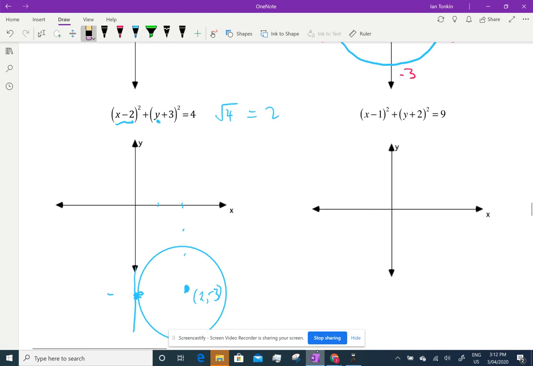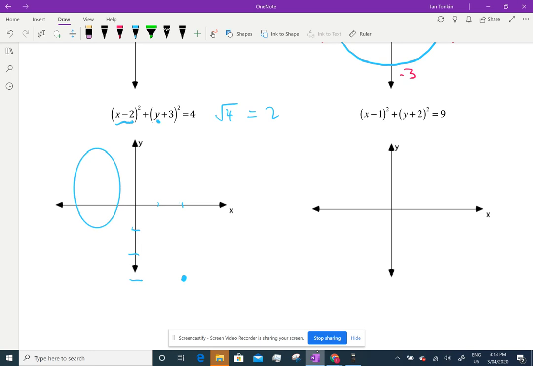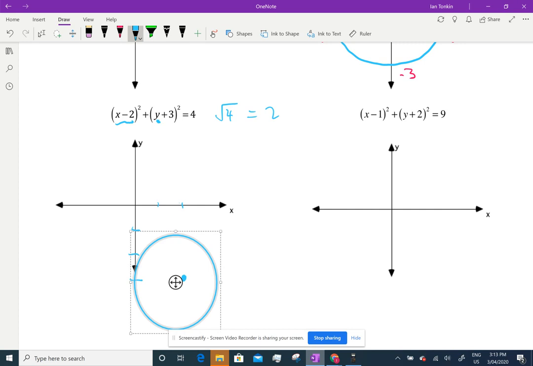-3. 1, 2, and it should be the same distance there. That's a really bad diagram. I'm going to quickly do that again. So 1, 2, 1, 2, 3. There's the centre. Draw your circle. Oh, that's much better. It's possibly a bit bigger that way. A bit bigger that way. That's it.